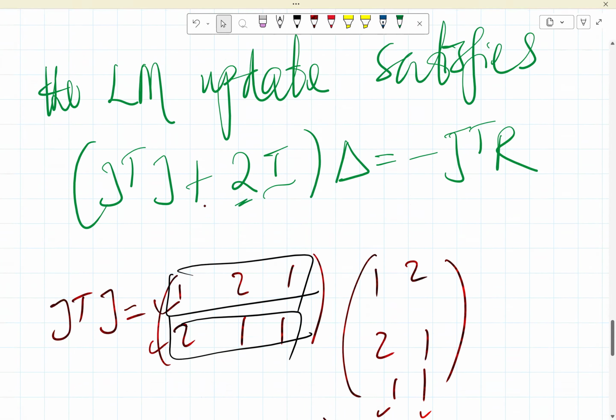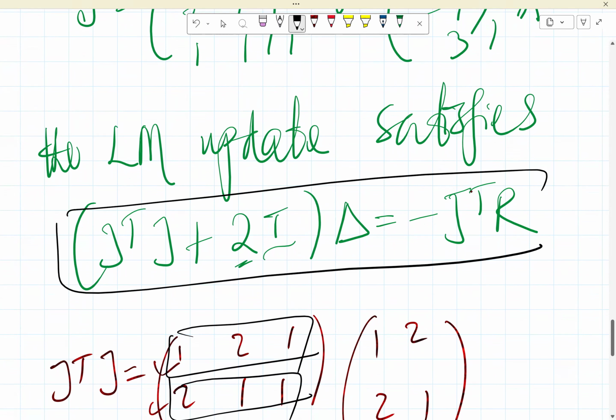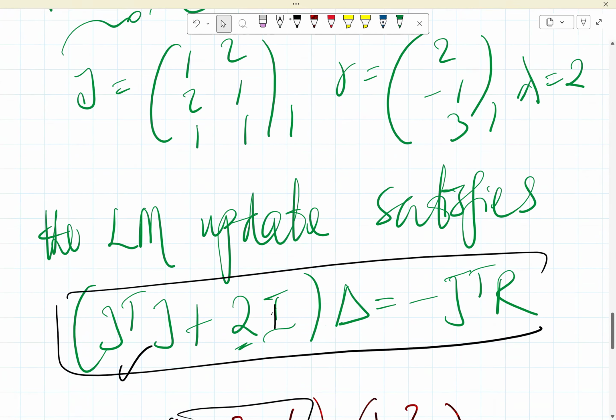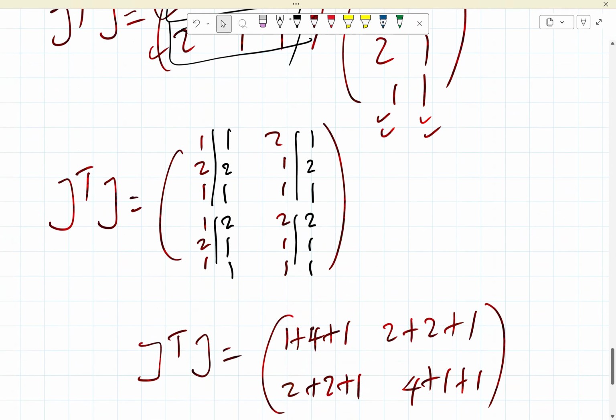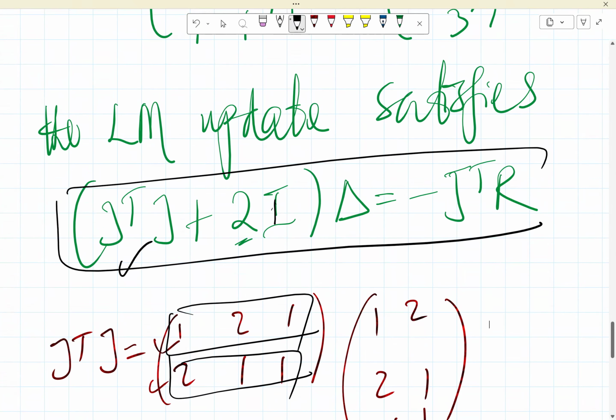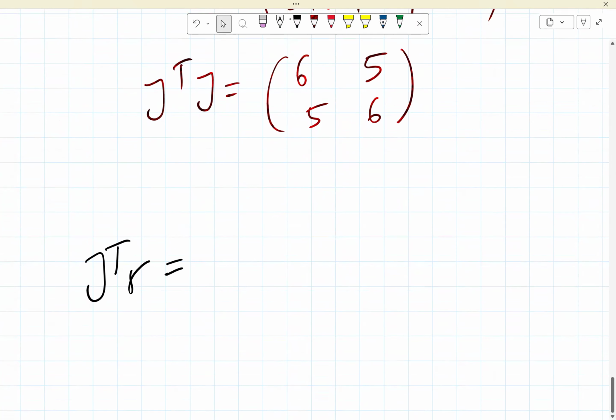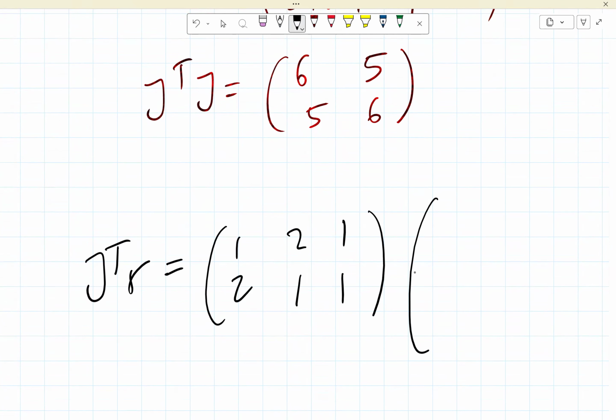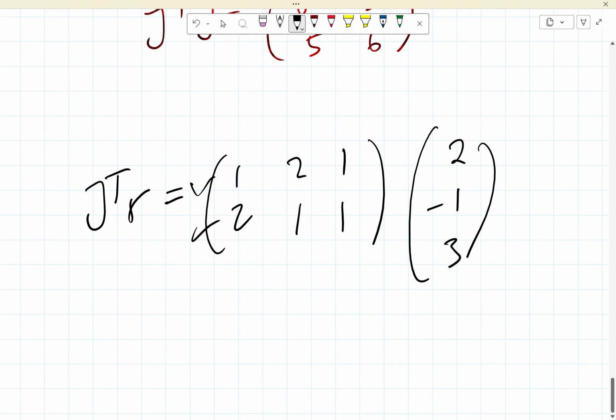Don't forget the equation we are following. Of course, this is the unit matrix. J transpose J is 2 by 2, by the way, so this is going to be a 2 by 2 unit matrix. Then delta is what we are solving, and then J transpose R. For J transpose R, we have J transpose again, that's 1, 2, 2, 1, 1, 1, and then R is 2, minus 1, 3.